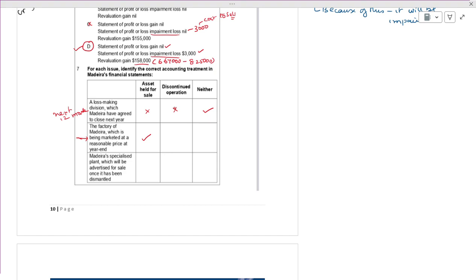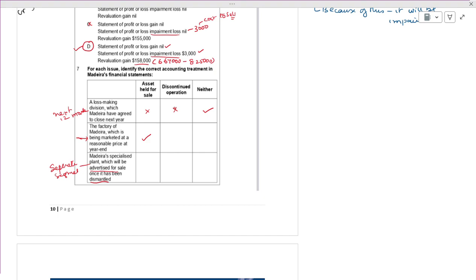Medela specialized plant which will be advertised for sale once it is dismantled. It will be advertised for sale. Intention is very clear. Commitment is there. Is that advert you are promoting? Is it right? And once it is a specialized plant, it is a plant. Now, where are we showing this? It is a separate segment. Is it right? It is a separate business segment. Discontinued operation.